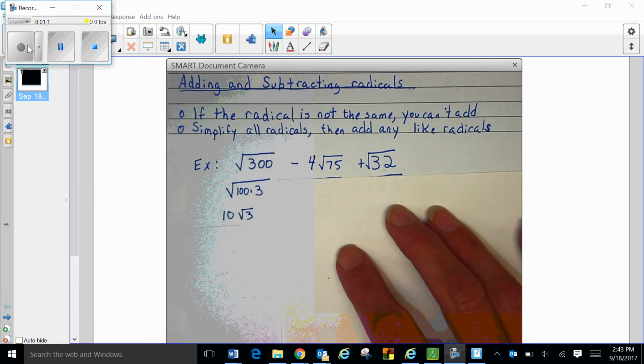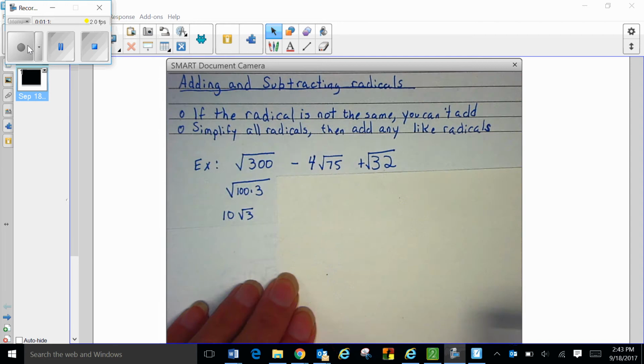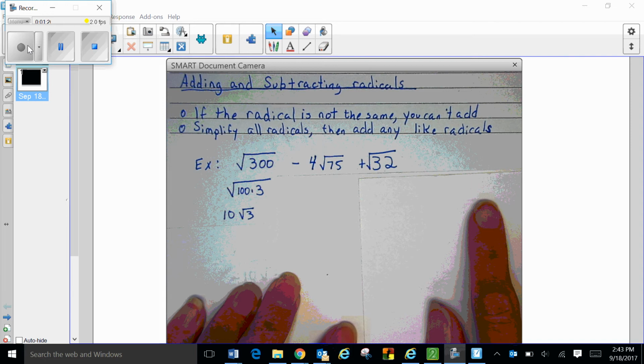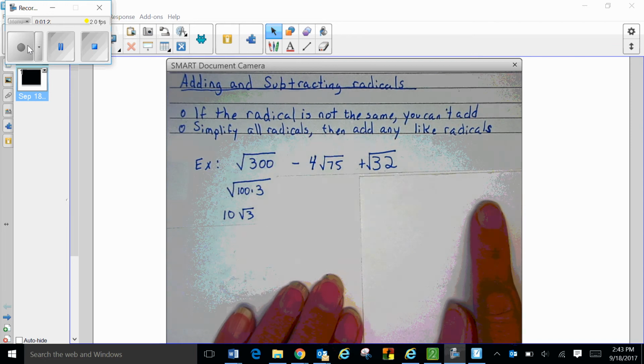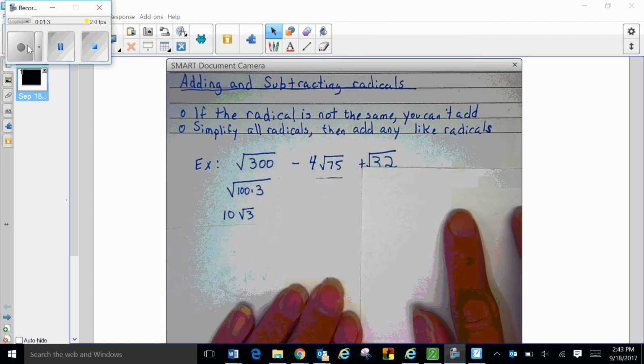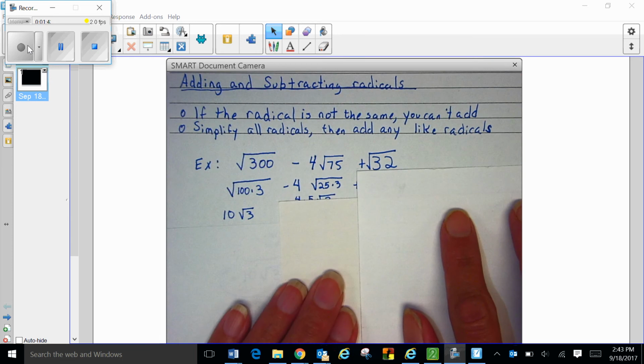Okay, now we're going to look at the next piece. And that next piece is the negative 4 times the square root of 75. Looking at the square root of 75, 25 times 3 is another way to write 75. 25 being a perfect square. We kept the negative 4. Now we're going to square root 25. So keep the negative 4, and the square root of 25 is 5. Then we keep the square root of 3 because it does not simplify.